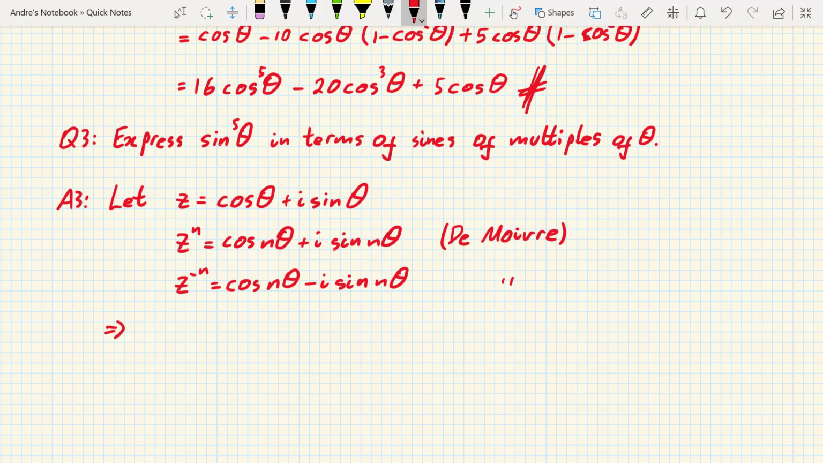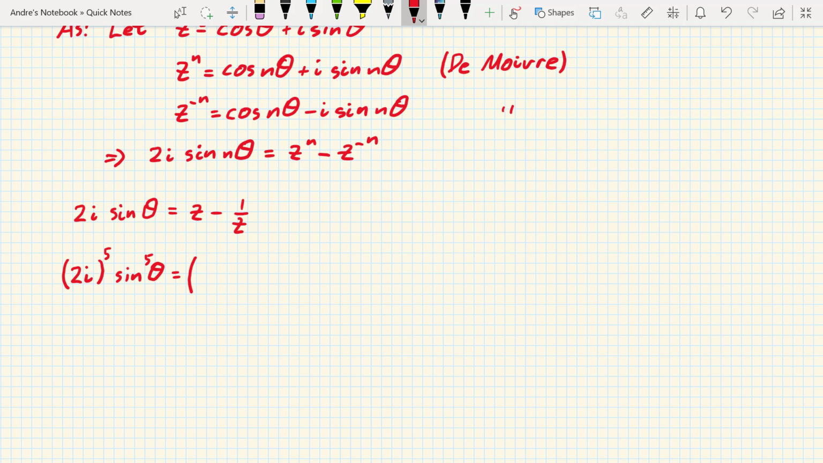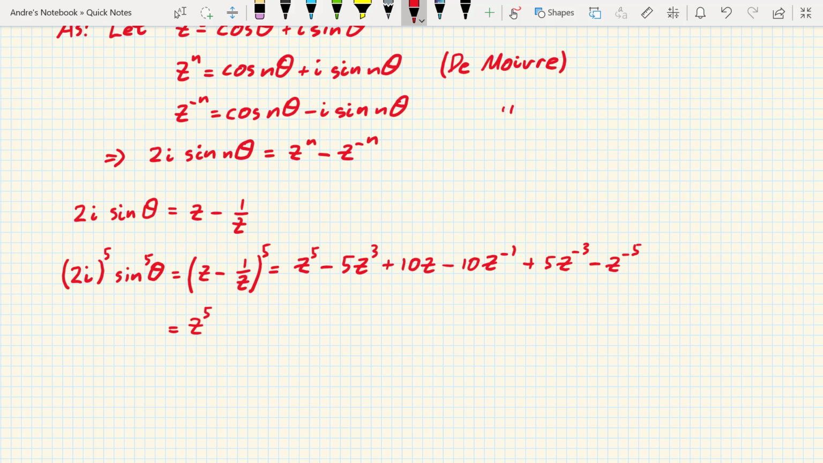Well, if we take the second result away from the first, what we get is that 2i sine n theta is equal to z to the n minus z to the minus n. In particular, this means that 2i sine theta is equal to z minus 1 over z. Now the question asked us about sine to the 5 theta. So we take this equation and raise both sides to the power of 5. On the left-hand side, we have (2i) to the power of 5 times sine to the 5 theta is equal to (z minus 1 over z) to the power of 5. And we can expand that.